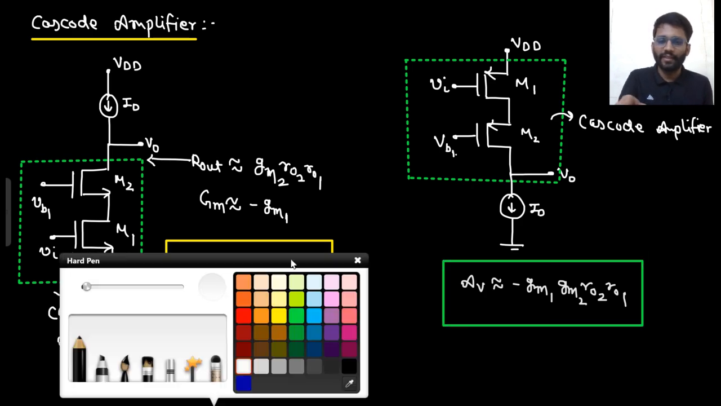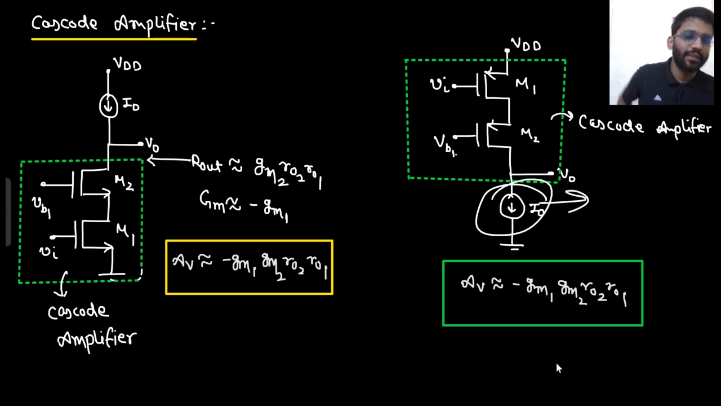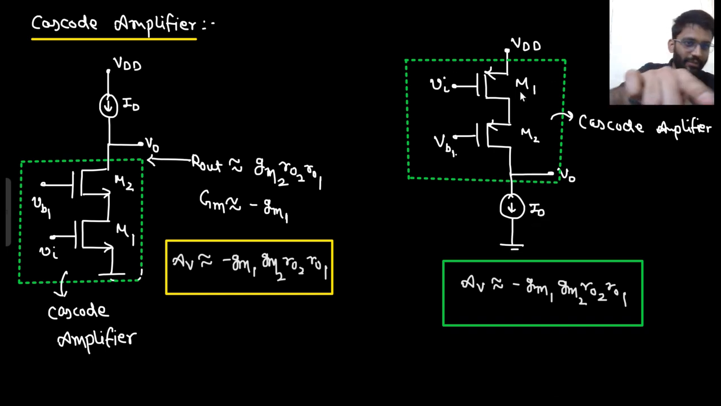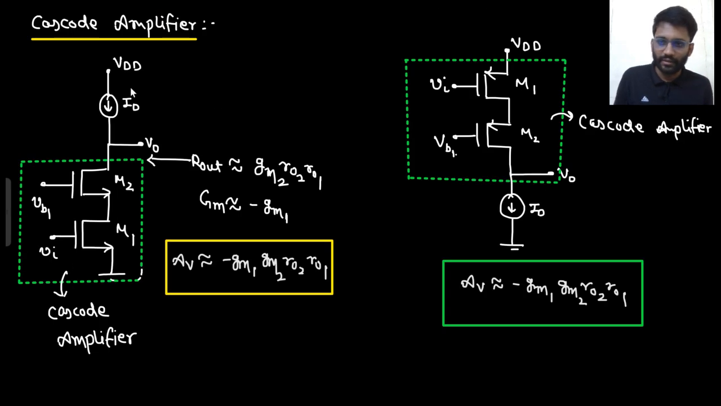So this is Cascode amplifier using NMOS. This is Cascode amplifier using PMOS. Now what you can do? You can make this current source using Cascode current source. So now we are going to make Cascode amplifier with Cascode current source in load. That will be our last circuitry. This current source we are going to make using the Cascode configuration.